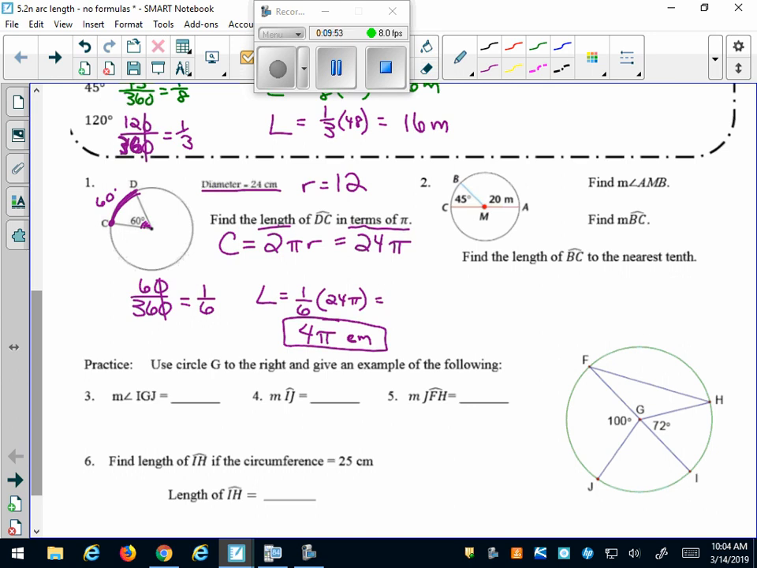Okay, let's look at number 2. The measure of angle AMB. This angle. How are we going to get that angle? Why 180? Okay, so if we know that CA is a diameter, that's making this a semicircle, which makes the whole thing 180. So this piece, AMB, is 180 minus that 45 that's there, and we get 135 degrees for AMB.